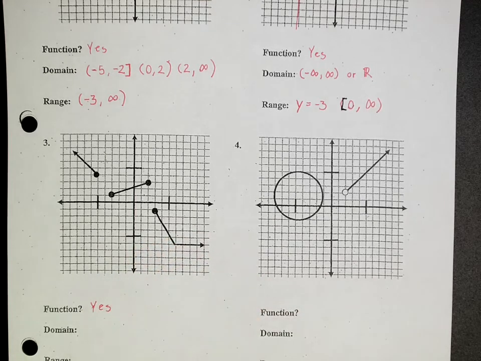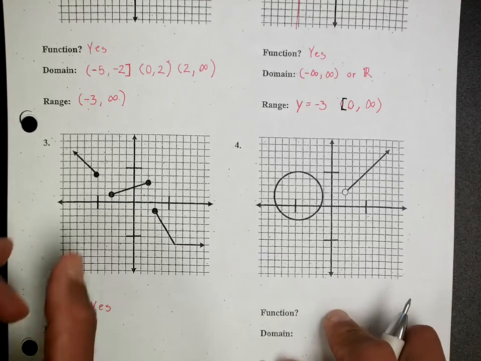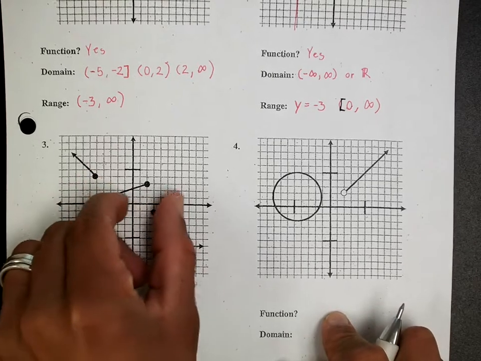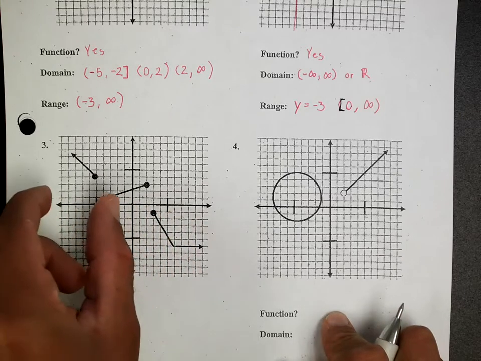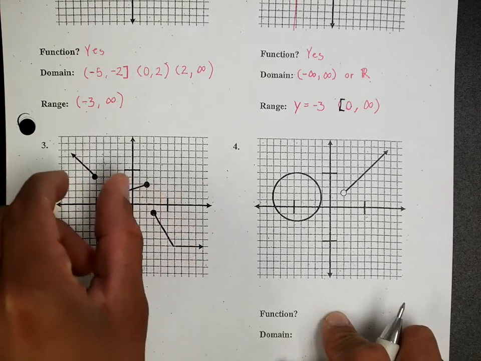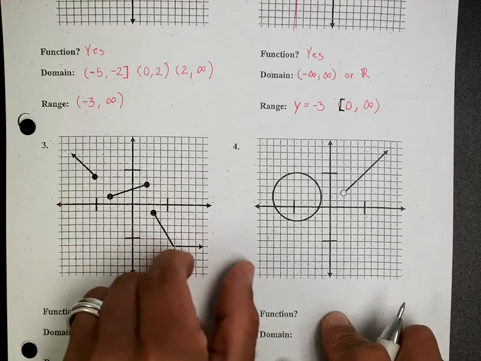Now, the domain is going to be broken up into 3 different pieces. It goes between here and here, then you have that piece, then you have that piece. Remember, the domain is how far left, how far right did I go. So I have this little piece, and that piece.